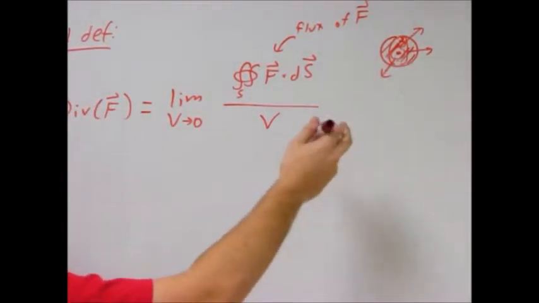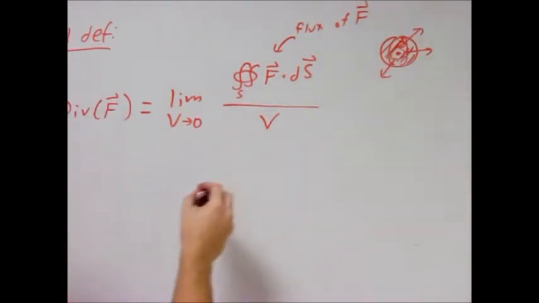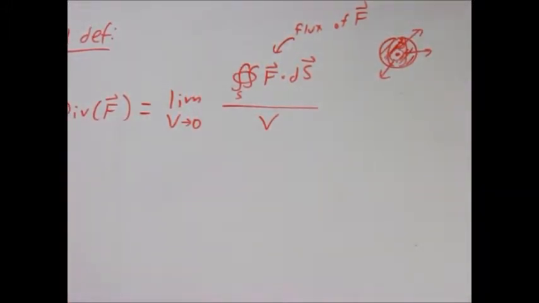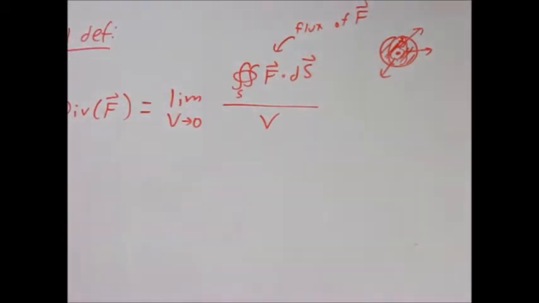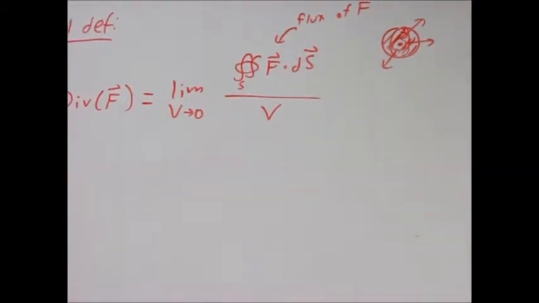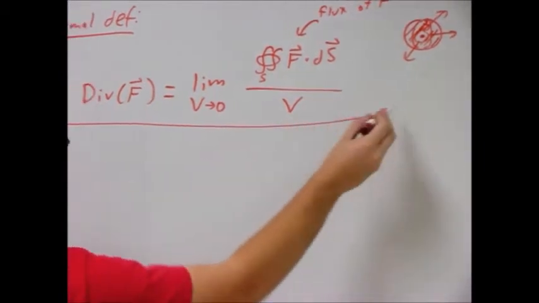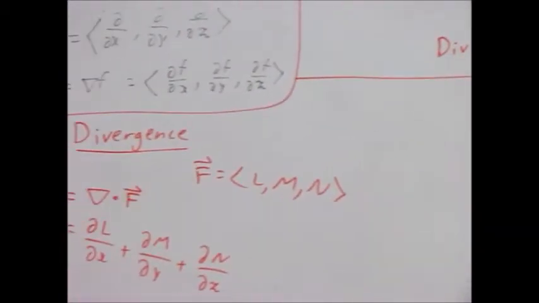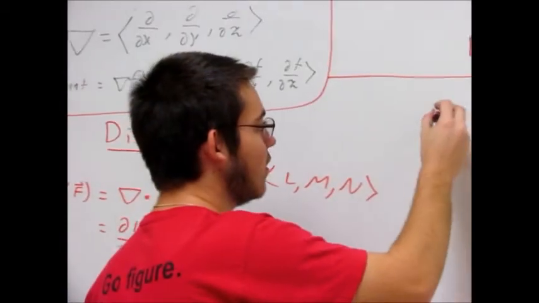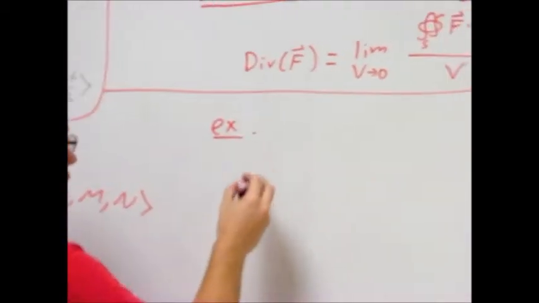If it's positive, that means things are coming out. If it's negative, that means things are going in. And if it's 0, that means there's an equal amount going in and going out, or there's no net flux coming out. So that's sort of the official definition, but you never actually calculate anything using this. You always use the Cartesian coordinate formula, and let's do an example that we already know very well.